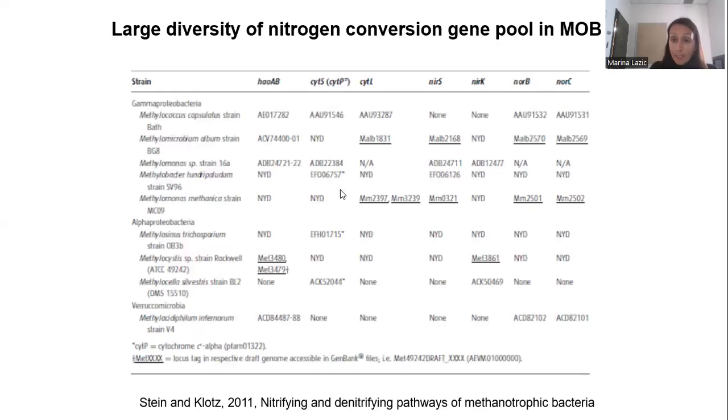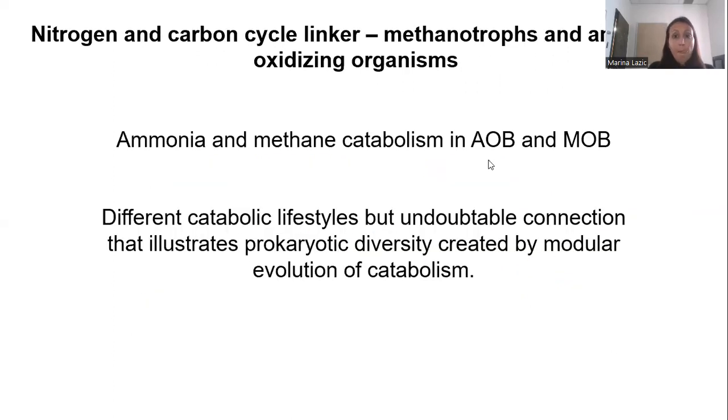The diversity that exists in the pool of genes for nitrifying and denitrifying pathways of methanotrophic bacteria is another piece of evidence, in addition to homology between ammonia and methane monooxygenase, that shows a tight evolutionary connection and the significance of nitrifiers in the global carbon cycle, but mostly of methanotrophs in the global nitrogen cycle. So basically the whole takeaway from this is that different catabolic lifestyles between AOB and MOB are undoubted. They definitely have different catabolisms, but they for sure have an evolutionary connection that illustrates prokaryotic diversity, which was created by modular evolution of catabolism, with the loss of those two cytochromes in MOB.